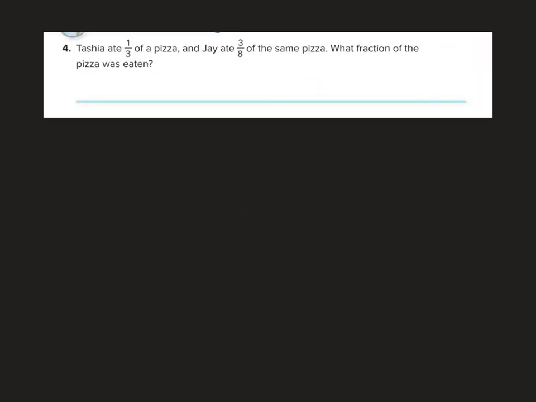Okay, so here are some word problems. Tasha ate 1/3 of a pizza, and Jay ate 3/8 of the same pizza. What fraction of the pizza was eaten? So again, if you're not sure, like if you get this thrown in with a bunch of different things, try the 10 and 2 method. So Tasha ate 10 pieces of pizza, and Jay ate 2 pieces of the same pizza. What fraction of the pizza was eaten, or how many pieces did she eat? And we're going to add, right? So if I take 1/3 plus 3/8, okay, so I'm going to see where do 8 and 3 intersect.